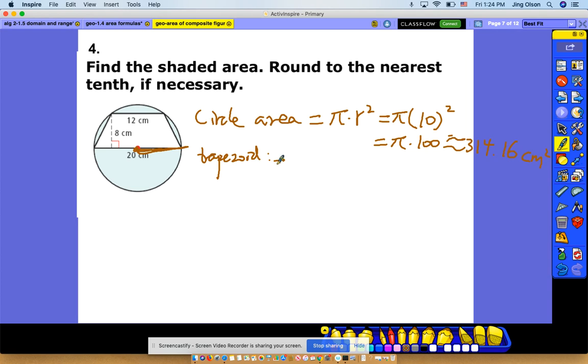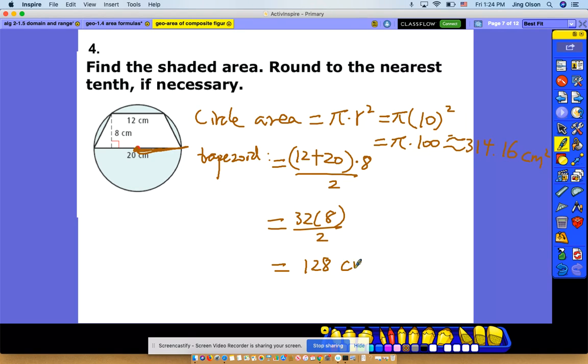The trapezoid area is base 1 plus base 2 times height, then divided by 2. Base 1 plus base 2, that's 12 plus 20 is 32. So 32 times 8 divided by 2, or I can do 32 divided by 2, which is 16. 16 times 8 is 128 centimeters squared. So that's the area of the trapezoid.